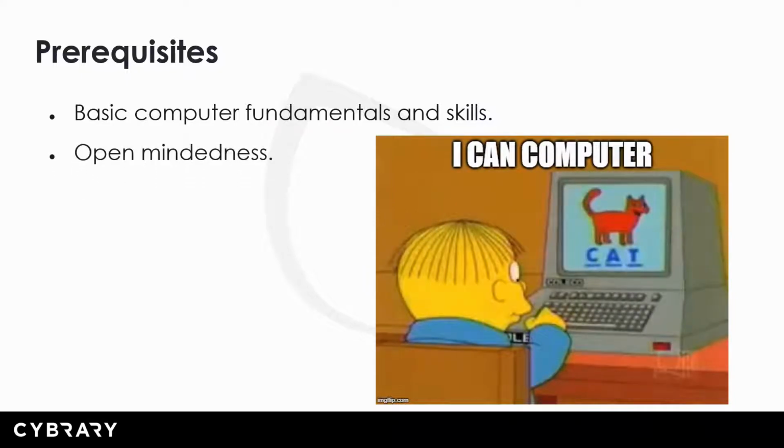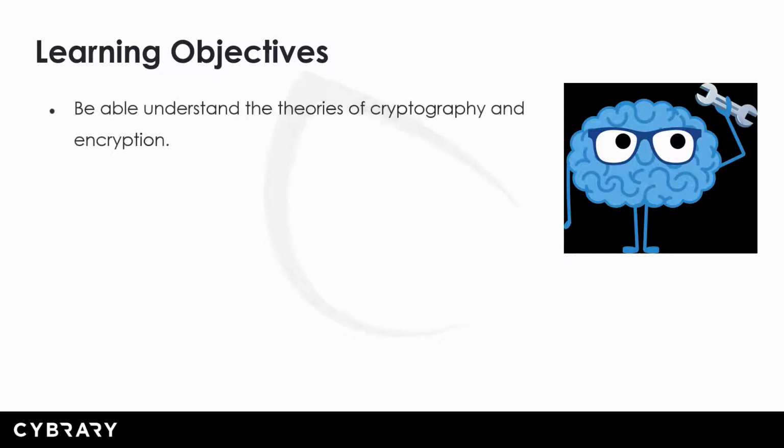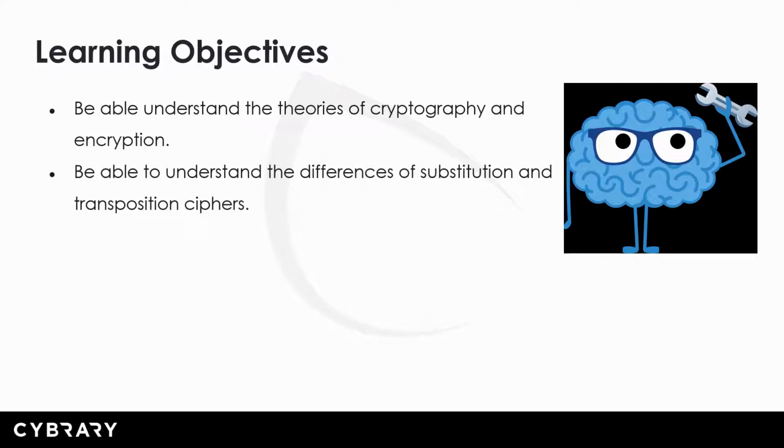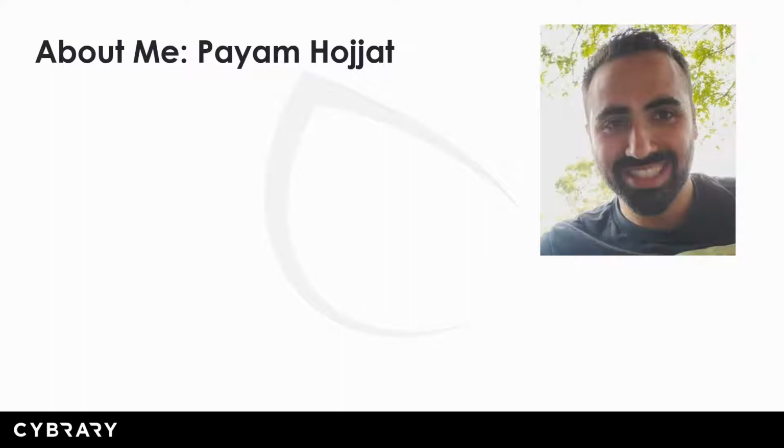So, prerequisites for this course. The first is computer fundamentals. This will be important to understand the theories behind cryptography, but this is also an introductory course, so it is important to be open-minded and to have a curiosity for learning. Learning objectives for this course are to be able to understand theories of cryptography and encryption, to be able to understand the differences of substitution and transposition ciphers, and to be able to understand the differences between symmetric and asymmetric encryption.